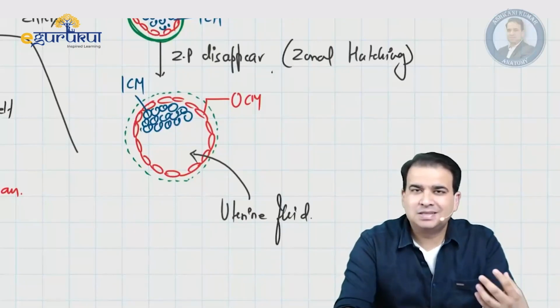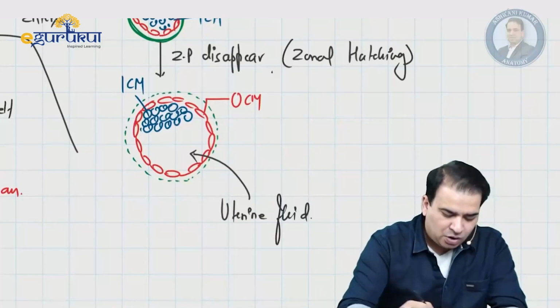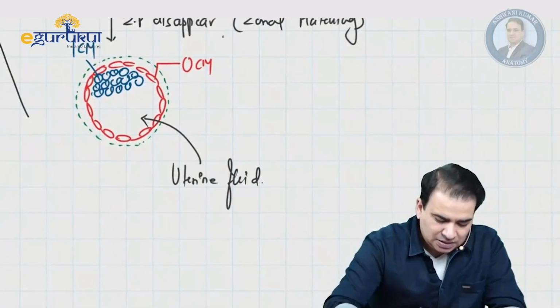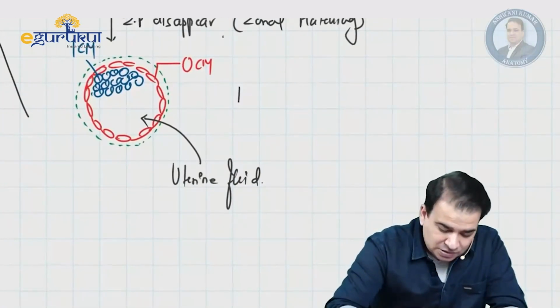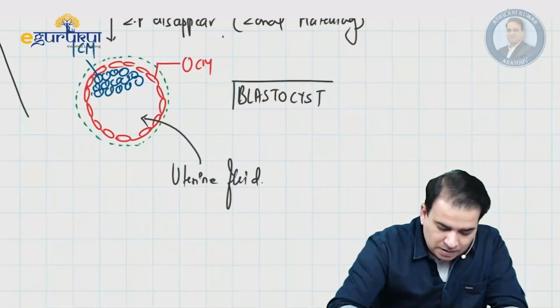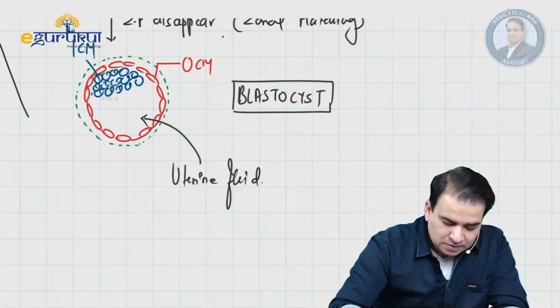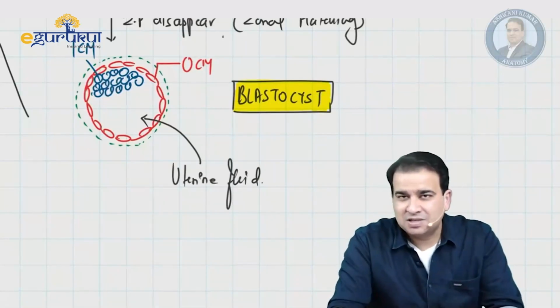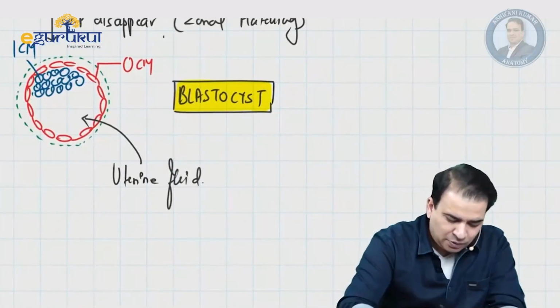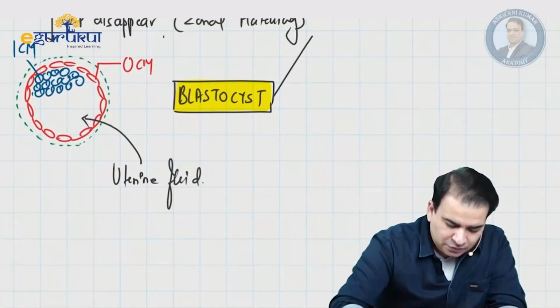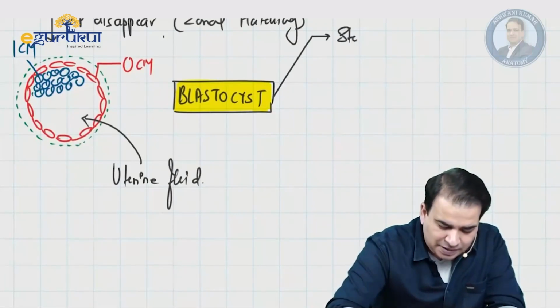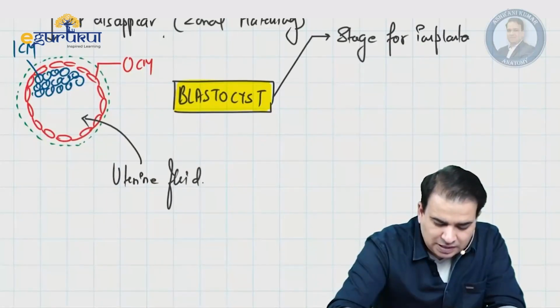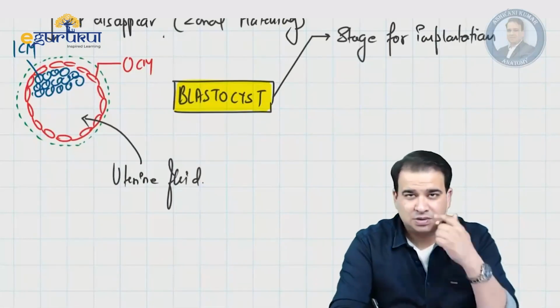The cavity is what? It's a cell. And that's why we now call it what? Blastocyst. The conceptus with the cavity, that is blastocyst. And this blastocyst stage is the answer to so many questions which are asked in the exam. Let me put them one by one. You can write it separately wherever you find the space. First of all, blastocyst is the stage for implantation. Implantation stage is the blastocyst, not before that.